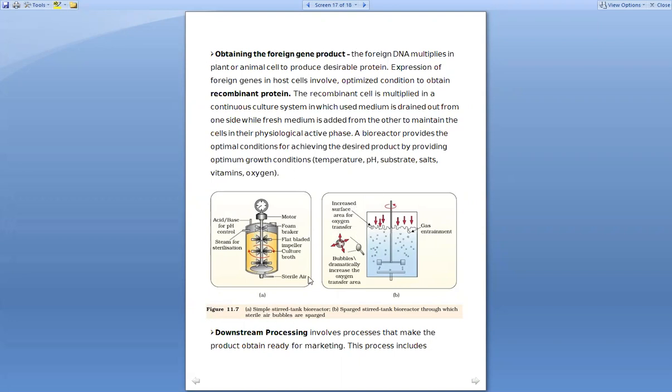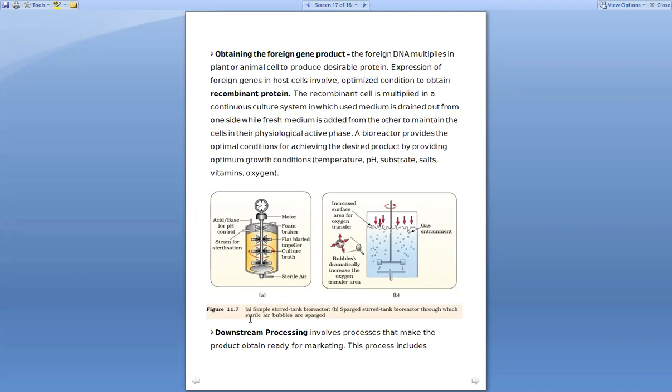So here you can see two different types of reactors. This is the simple stirred tank bioreactor, and this one is the sparged stirred tank bioreactor. Here you can see the blades present in between, and here the motor is there, and it shows the pressure over here. This is going to rotate the medium, so when the medium rotates, the cells are easily exposed to the medium, and they take in nutrition and divide, right?